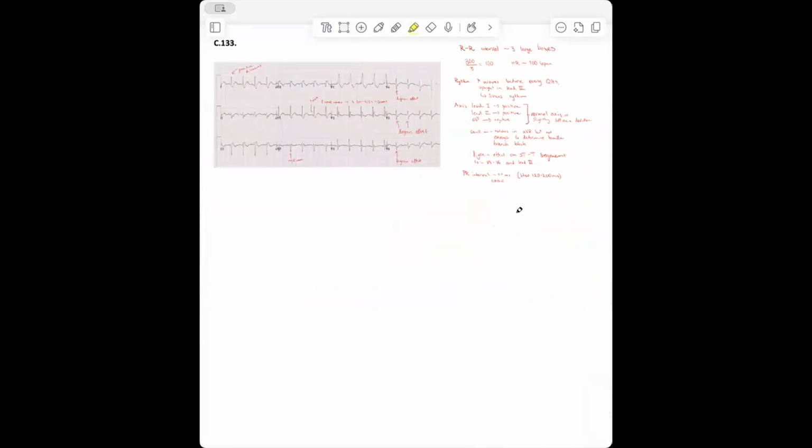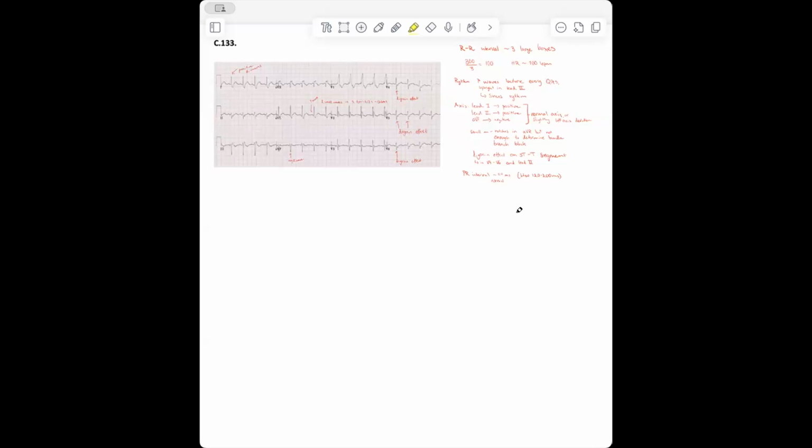I think the heart rate is around 100 beats per minute. I counted almost 3 boxes, so it's slightly tachycardic. And for me it's kind of rhythmic. I don't see any very long or very short periods between the beats, so I can accept it.